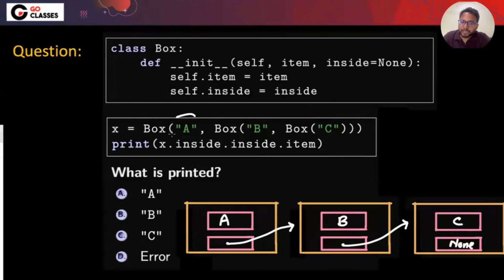See, I'm saying A. A means its item is A, and then inside is this whole thing. So this is just one box. These are not multiple boxes, this is just one box. Inside this one box, you will realize that its item is B, and it is having the reference of another box.